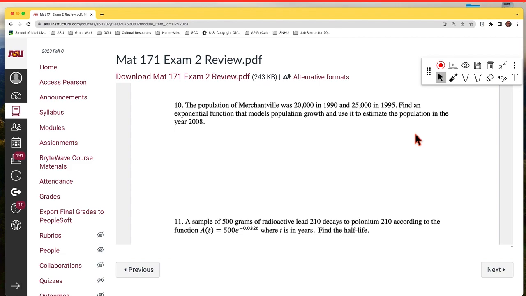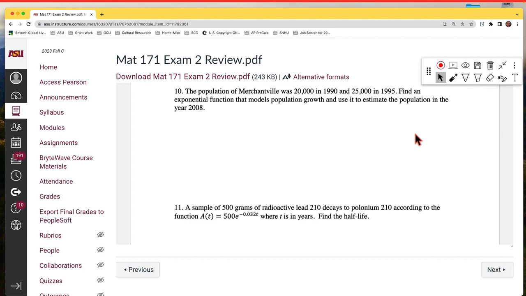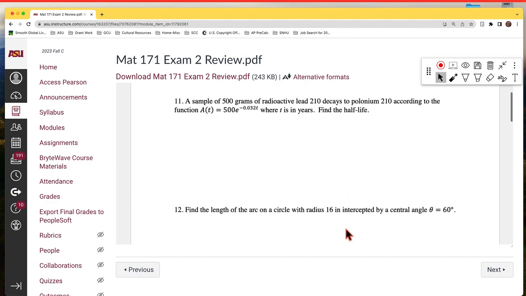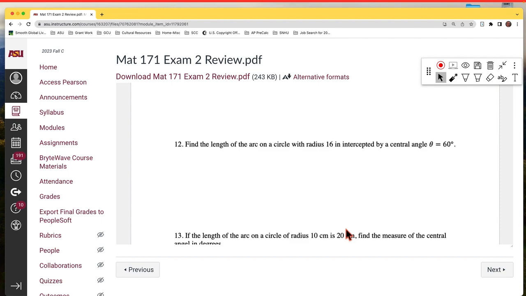There's a couple of word problem things here. Radioactive decay, population growth. So we have a growth factor, right? Population growing. We have radioactive decay. This one's nice. It does give us our function, find the half-life, estimate population, and then we start getting into the trig.